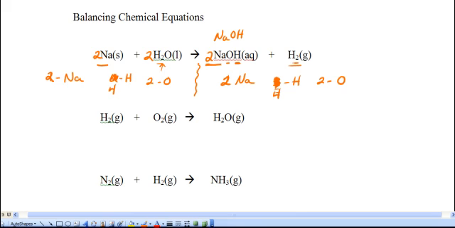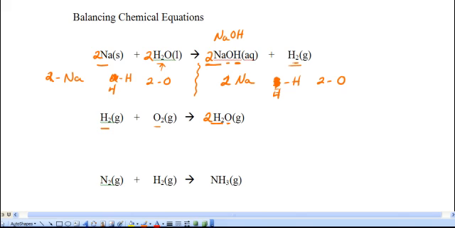We have hydrogen gas reacting with oxygen gas to form water vapor. I have 2 hydrogens on the reactant side. I have 2 hydrogens on the product side, and so far we're good. I have 2 oxygens on the reactant side. I only have 1 oxygen on the product side, so I'm going to need to put a 2 out front. Now the oxygens are balanced.